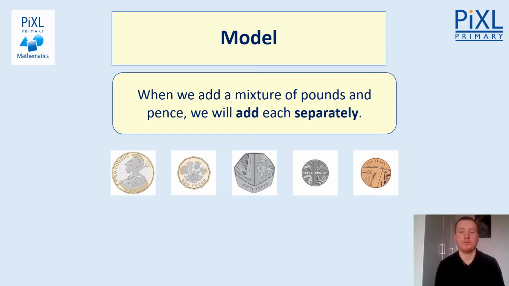Ooh, so we've done adding pounds, we've done adding pence. Now we've got to put them together and we need to work out what the answer is. Let's have a go together. So look at the coins, look at their values and come up with an answer. Pause the video and have a go.